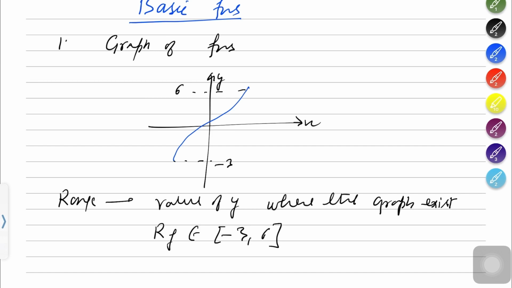So let's see all the functions one by one. First, let's talk about the algebraic functions.